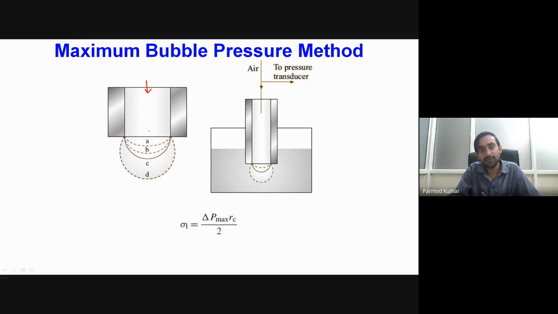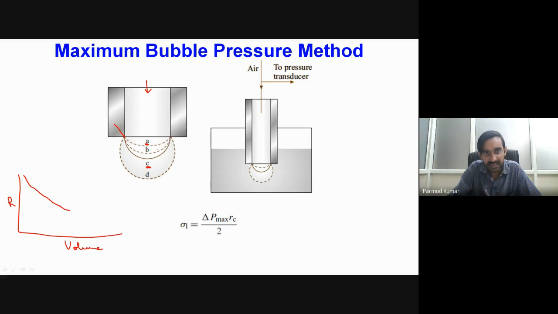While this fluid is coming out of the capillary, initially at point A, this first profile corresponds to A. At that point, the radius of curvature is very large. If I plot the radius of curvature against the volume of the bubble coming out of this capillary, you will find that initially the radius of the bubble is very large, and slowly this radius keeps on decreasing. Then particularly you can see this profile number C.